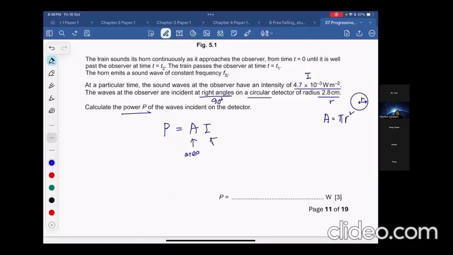No, Wesley? Did you convert the cm to m? Do you convert cm to m? Because power in watt is an SI unit. So don't forget, all the things that you use must be in SI units. So 2.8 cm you should convert to meter.